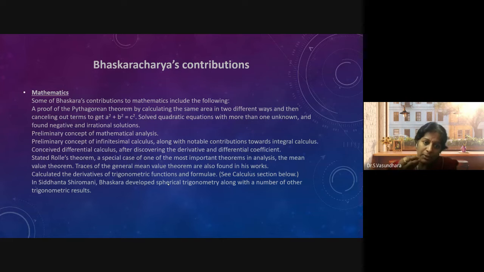A proof of the Pythagorean theorem by calculating the same area in two different ways and cancelling out terms to get the value, suppose c square equals a square plus b square. Solved quadratic equations with more than one unknown, and found negative and irrational solutions.